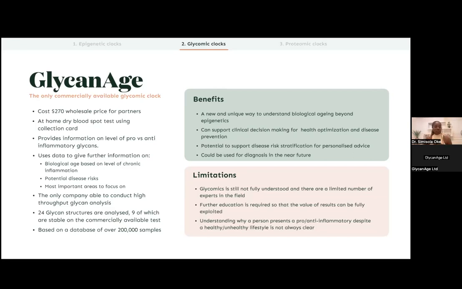And we look at 24 glycan structures that are analyzed, 9 of which are available on the blood spots that we provide. And it's based on a database of over 200,000 samples. And I think that's, to me anyway, really impressive. I think I've spoken about the data sets that each of the different clocks are based on, and I would say that 200,000 samples is the biggest one. And so again, you can see just how deep in the research and how based on the science GlycanAge is.